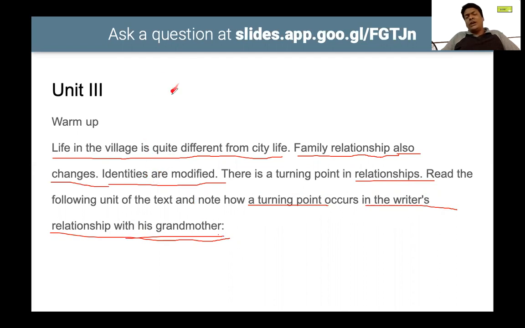Now, if I am talking about this particular thing, life in the village is quite different from city life. How is life in the village? If you look into village life, we find it's very calm, comfortable, with fresh air and greenery everywhere. You will find trees, agricultural lands, and thatched houses.